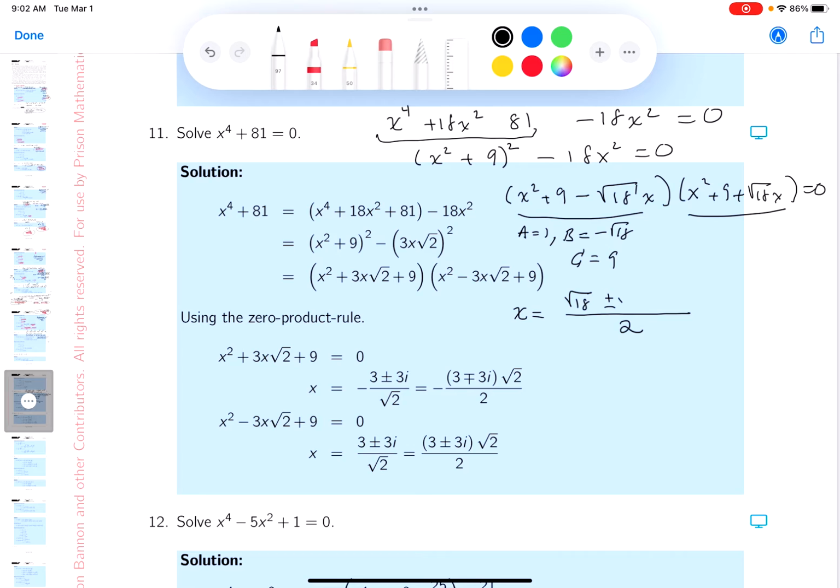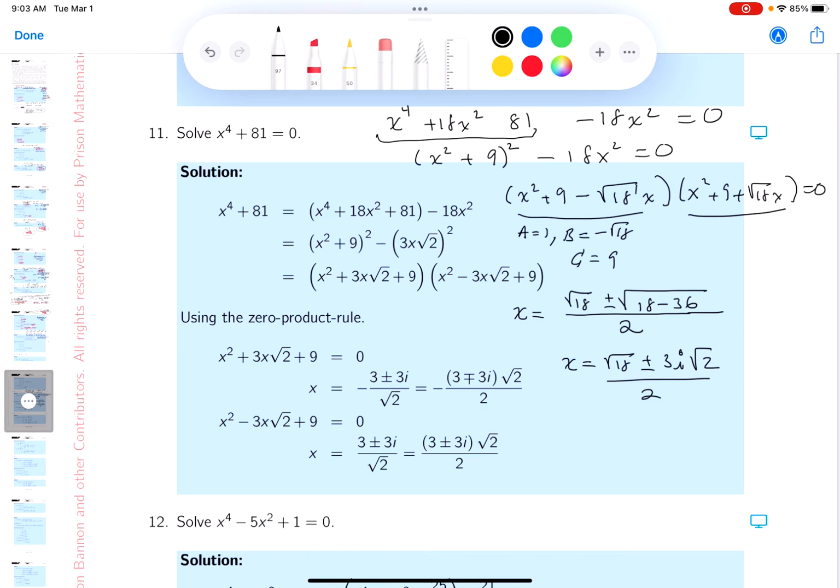Plus or minus, well, it's going to be 18 minus 4 times a times c, which is 36. Let's keep moving along. That's root 18 plus or minus. That's a 2 in the bottom. And 18 minus 36 is minus 18. So I'm going to get plus or minus 3i. And then I'm going to get a root 2.